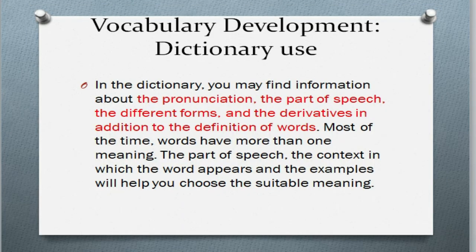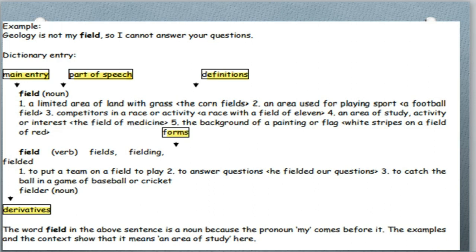Now let's focus on the second part of our video, dictionary use. In the dictionary, you may find information about the pronunciation, the part of speech, the different forms, and the derivatives in addition to the definition of words. And most of the time, words have more than one meaning. The part of speech, the context in which the word appears, and the examples will help you choose the suitable meaning.